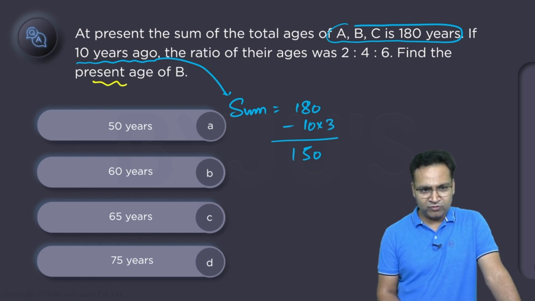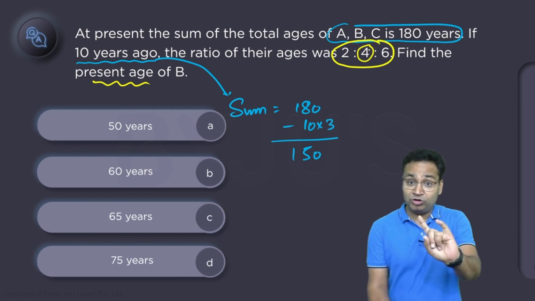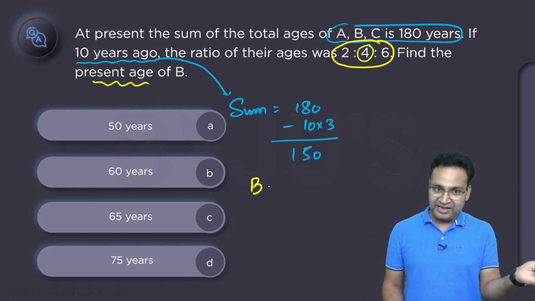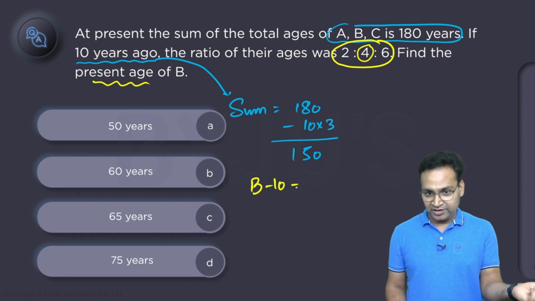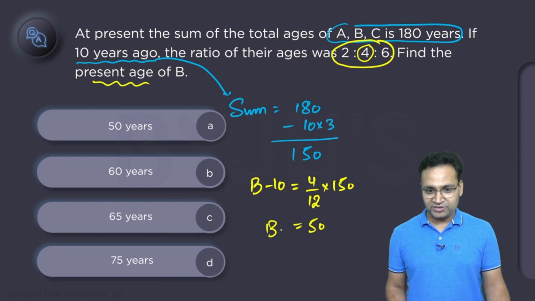Remember, they are asking the present age of B. So if I am looking for the age of B, it is 4 out of 12. Ratios you remember, 4 out of total 12. So the age of B 10 years ago is 4 by 12 of 150. That is 50. So what is the present age of B? 60 years. Straightforward. Done.